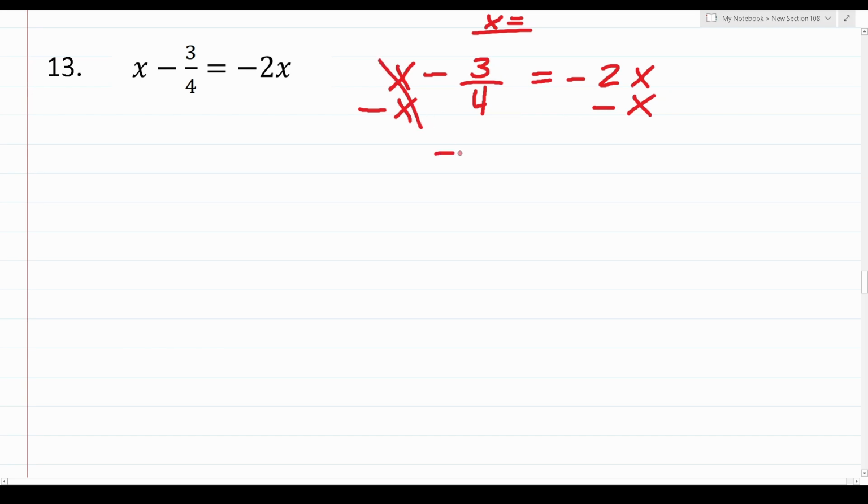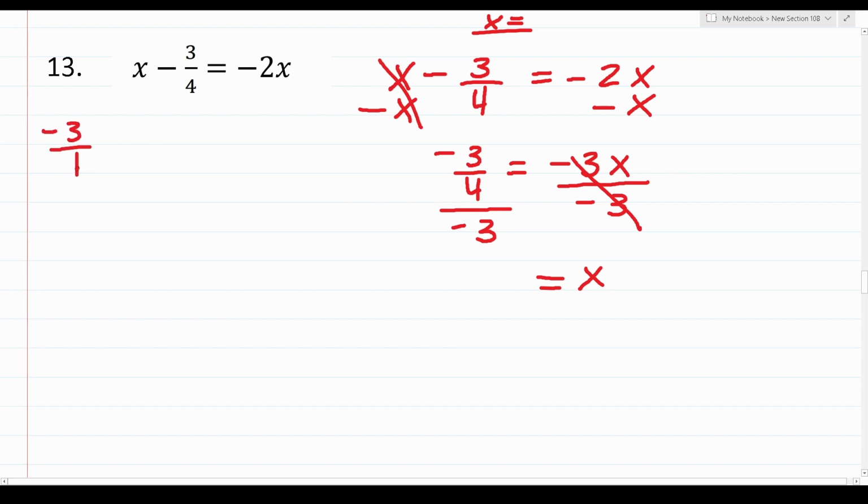This crosses out, leaving you with negative 3 over 4 equals. What's negative 2x minus x? Of course, that's negative 3x. And now we have to get x by itself, and we're going to do that by dividing both sides by negative 3. This crosses out, leaving you with just x on this side. Now, I'm going to work this off to the side. We have negative 3/4 over negative 3.